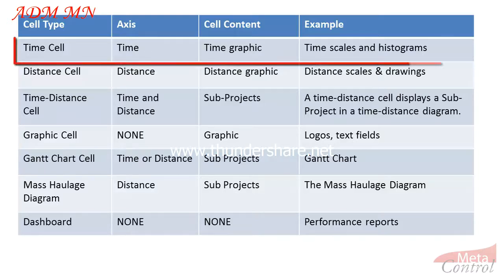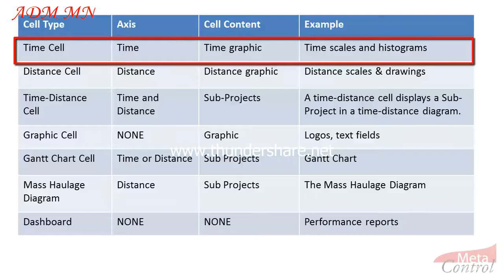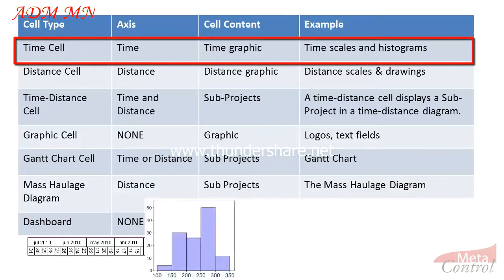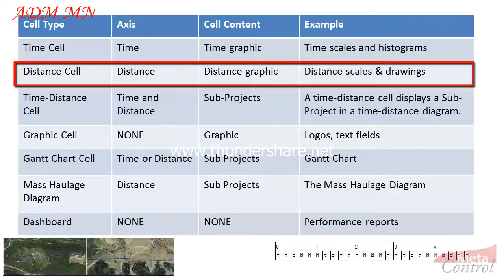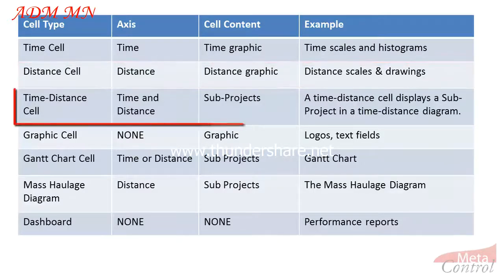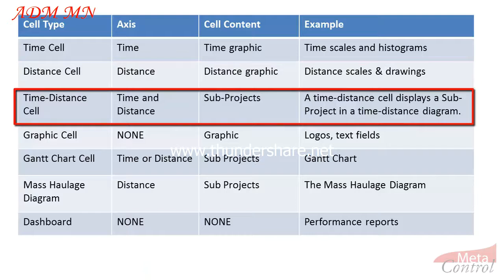Time cells. They are used to insert objects referred to a time period. For example, a time scale or a histogram. Distance cell, for objects that are referred to specific points in the project distance, for example, distance scales and site drawings. Time distance cells. It's the heart of Tilos and its working area. Here, the project schedule is defined.